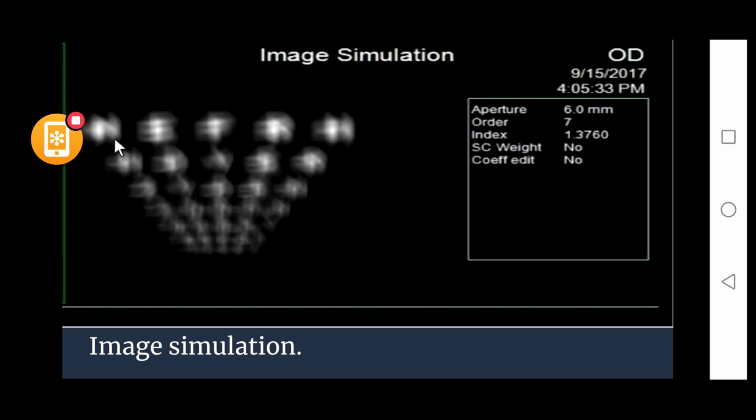The next map, what we will see is something known as an image simulation. Now, the name only suggests that it's a simulation of how the patient is going to see because of the anterior surface of the cornea. You can have different types of images over here. You can have this chart, you can have a scenery, and so on. There are 5 to 6 options over there.